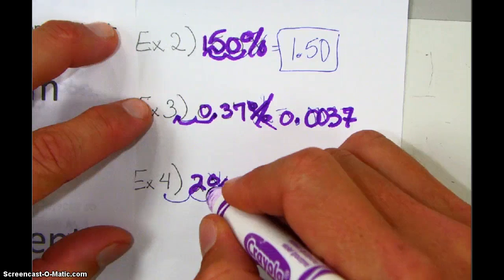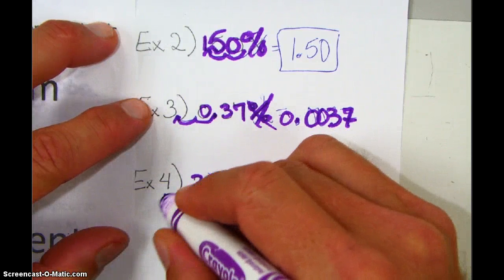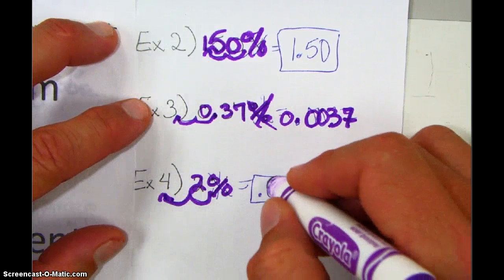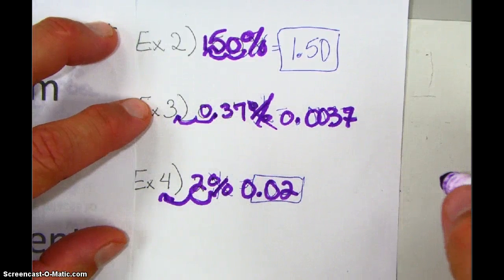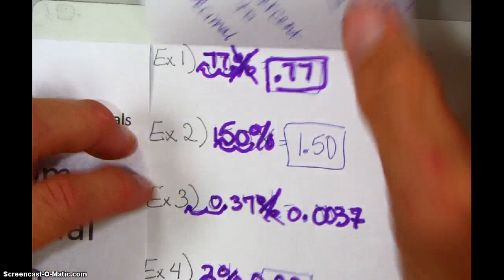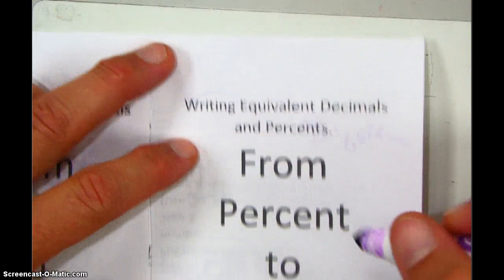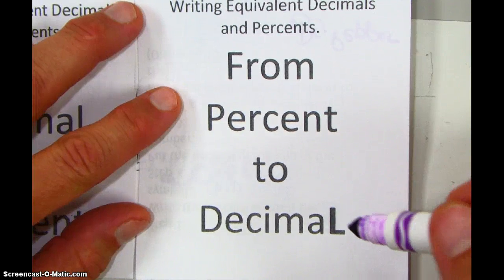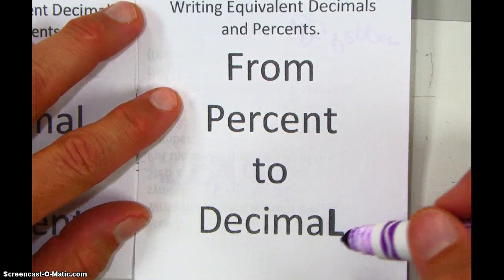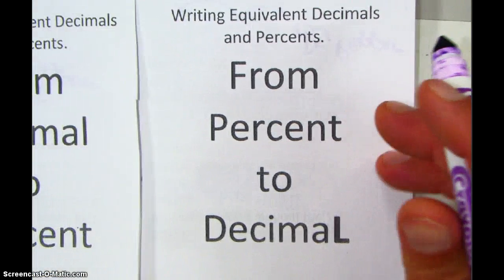Here we got 2%, and the decimal would be here. Same thing, we're moving it to the left, so we're going to have to put in a 0. So it's going to be 2 hundredths. And again, that's moving from a percent to a decimal, as though you need a decimal, you're going to move to the left to get a decimal.